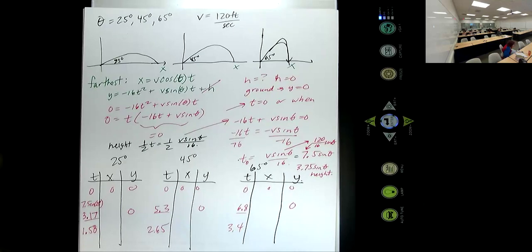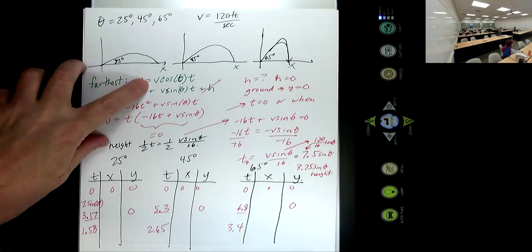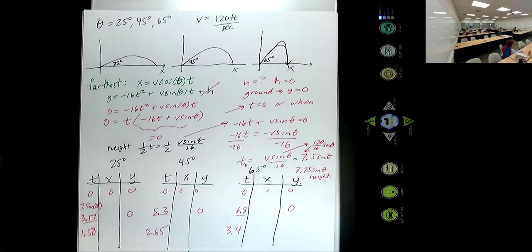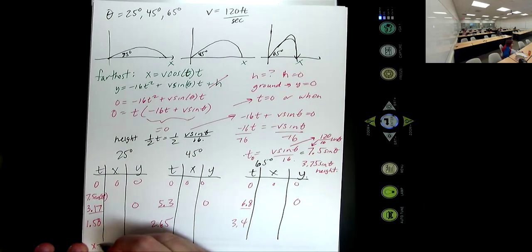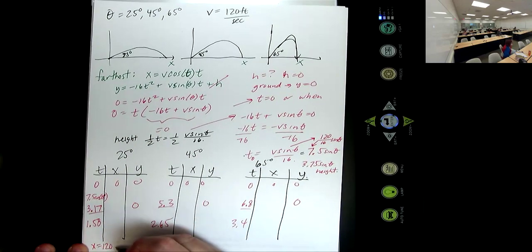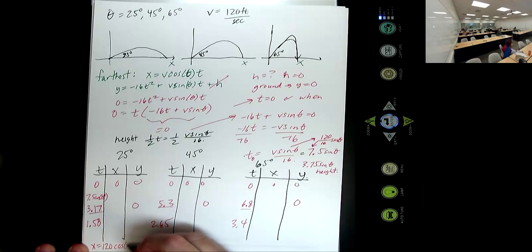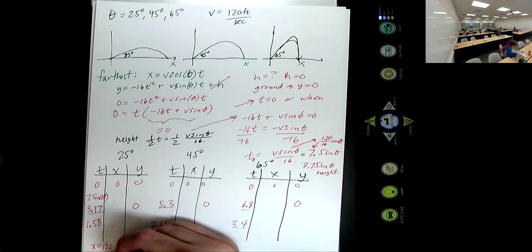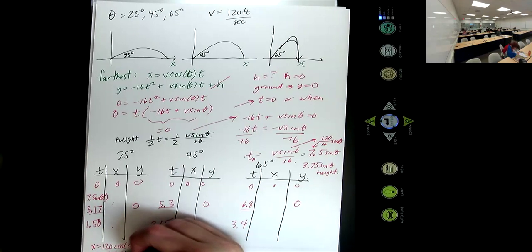Now we gotta find the other values. X equals V cosine T. So for this one, we're doing X equals 120 cosine 25 degrees times T, to find these values. 120 times cosine of 25, I'm gonna have 108.75 times T.